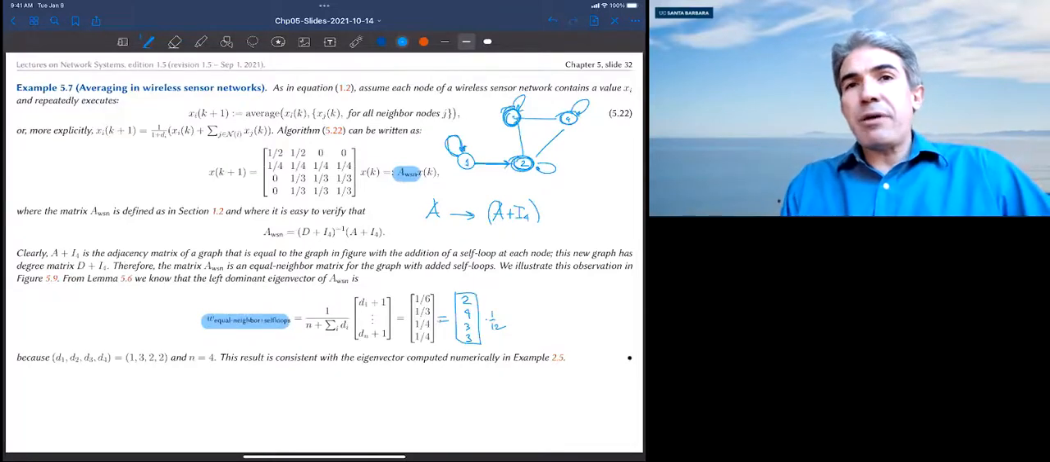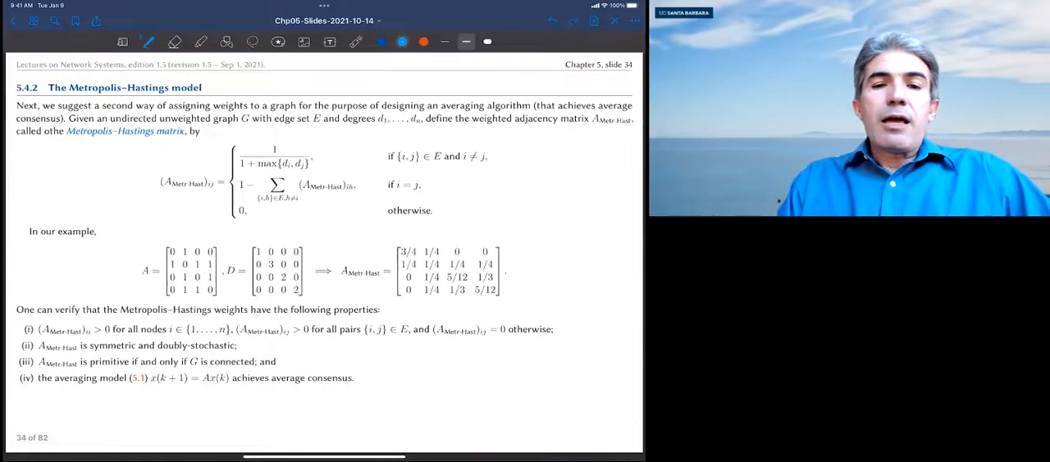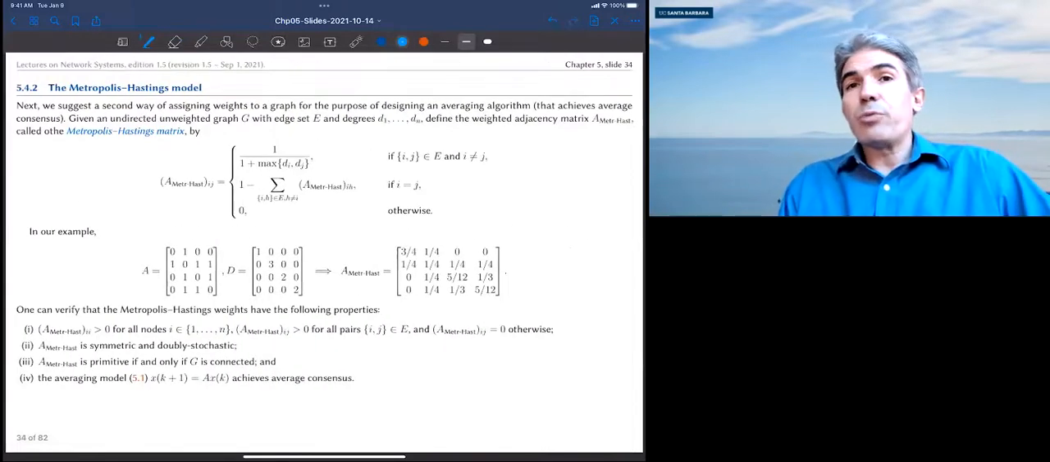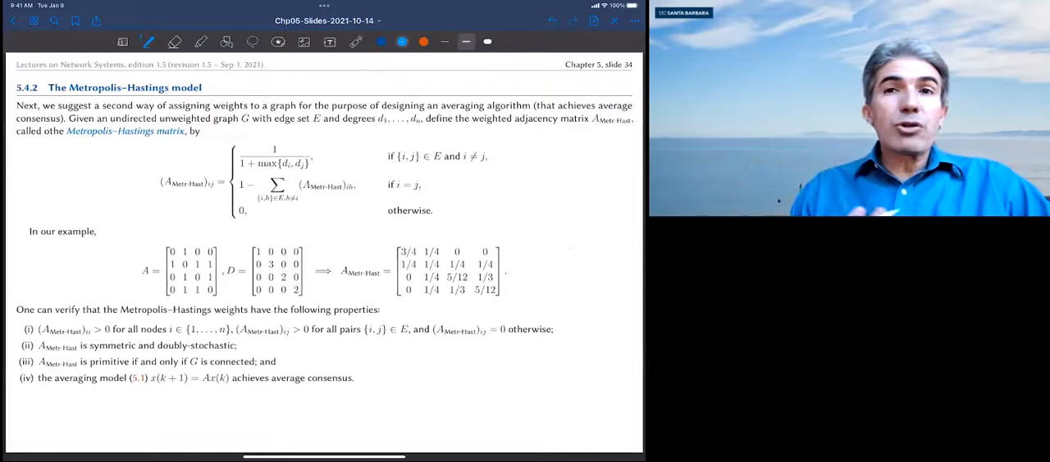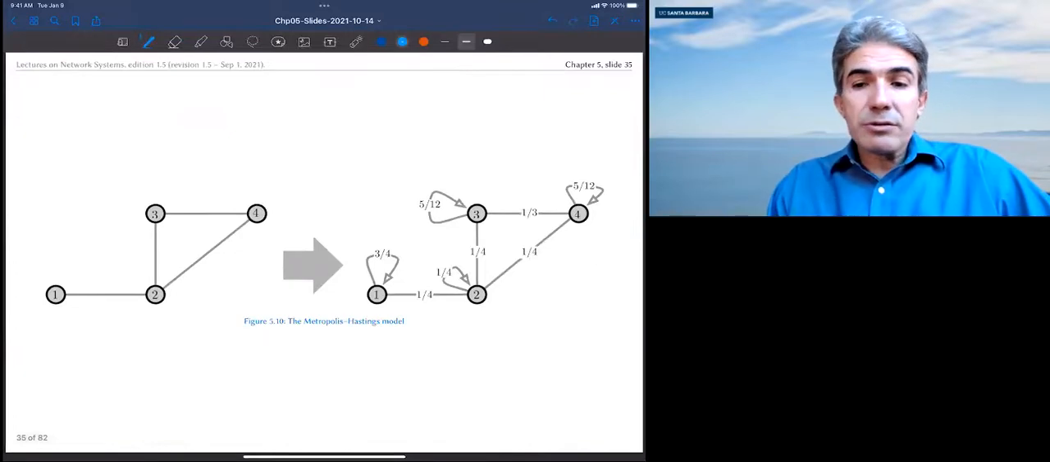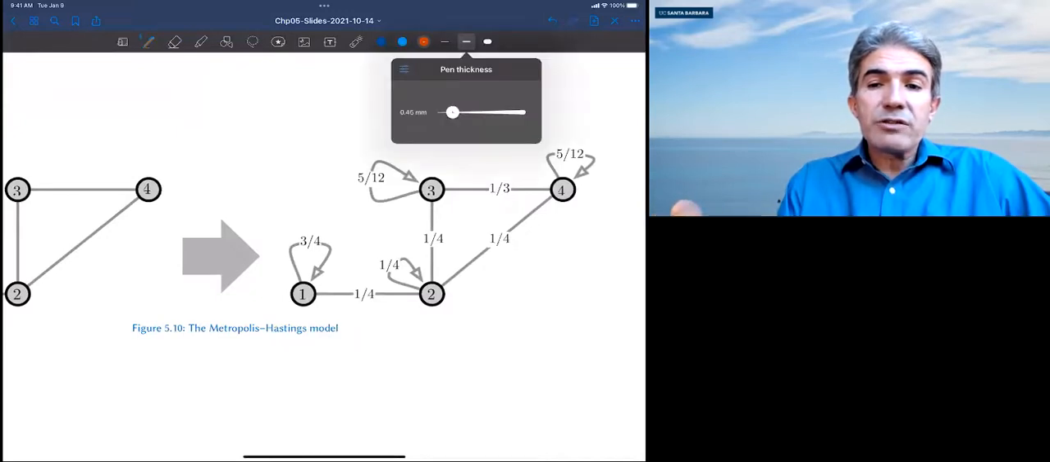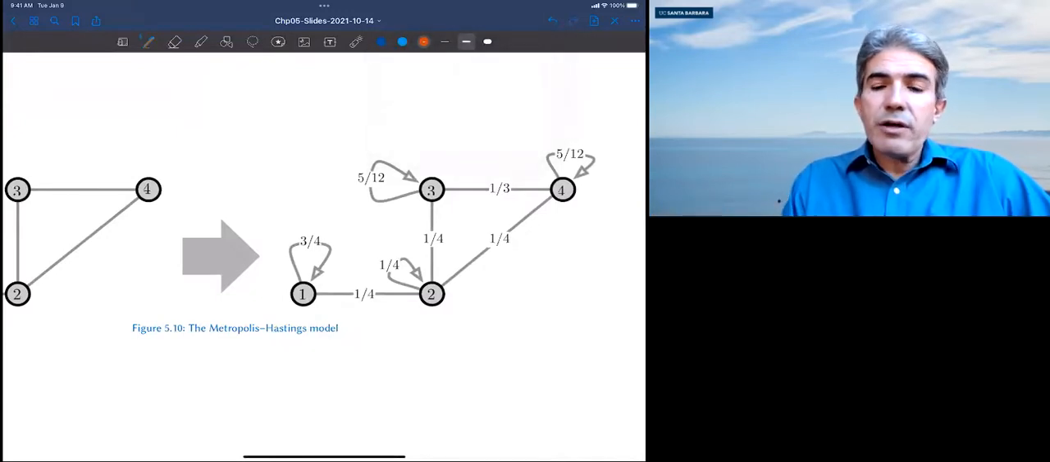So in this appendix, first we discussed the equal neighbor model, and it's a beautiful model, it has properties, but it does not give you a doubly stochastic matrix. What if I really wanted a doubly stochastic matrix? Here's an algorithm that does that. It's called the Metropolis-Hastings algorithm. It's a very important algorithm in optimization. It's used quite a bit.